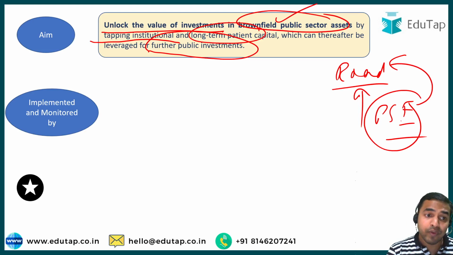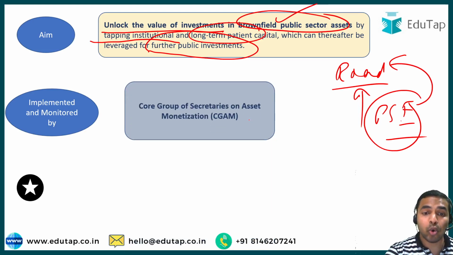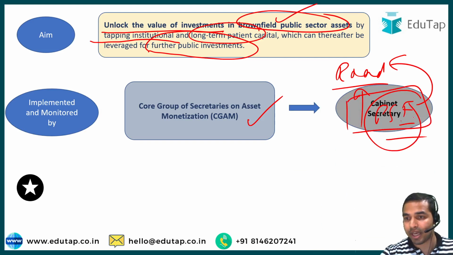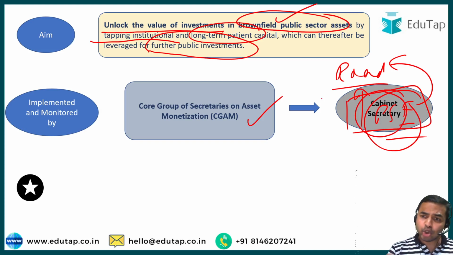Now when we talk about the implementation and monitoring authority for the National Monetization Pipeline, it will be implemented and monitored by the core group of secretaries on asset monetization under the chairmanship of the Cabinet Secretary. My dear friends, I have written something here. It is the Cabinet Secretary. So the Cabinet Secretary will chair the core group of secretaries on asset monetization. Now all of you are required to tell me in the comment section below who is the present Cabinet Secretary of India.